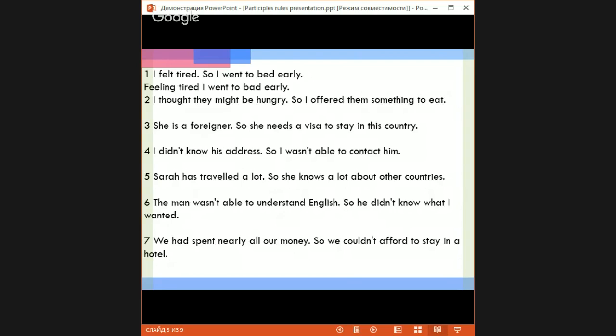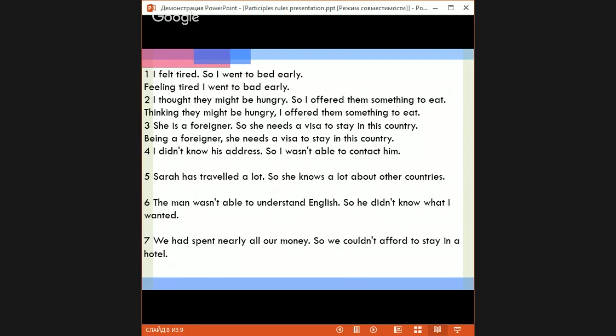I thought they might be hungry, so I offered them something to eat. Thinking they might be hungry, I offered them something to eat. In these two sentences, actions happened almost at the same time, and that's why we use a present participle clause. She is a foreigner, so she needs a visa to stay in this country. Being a foreigner, she needs a visa to stay in this country.